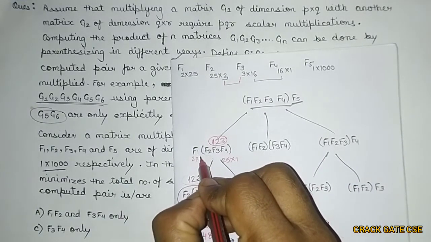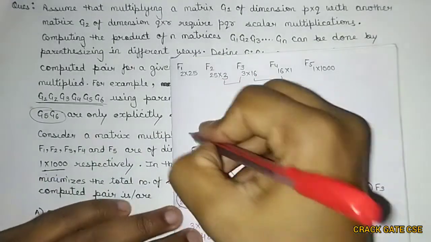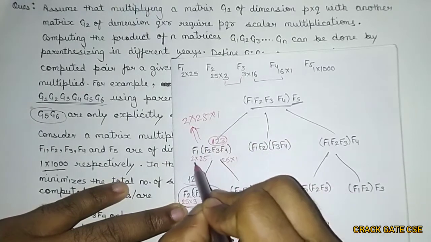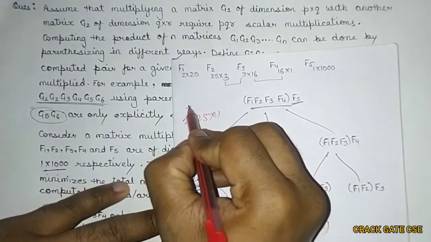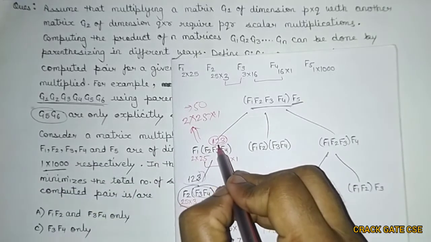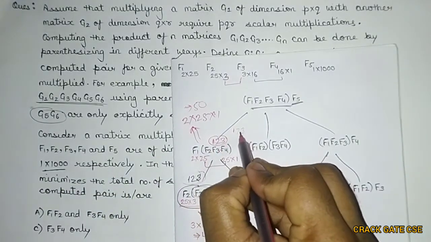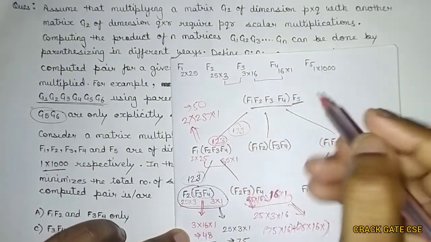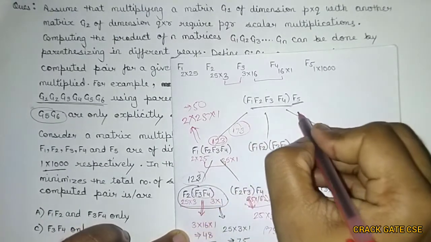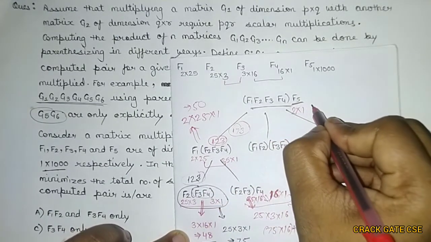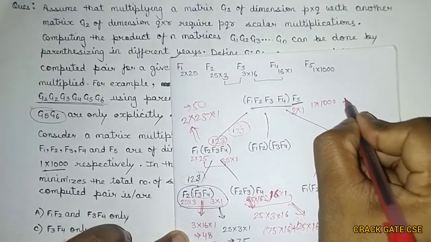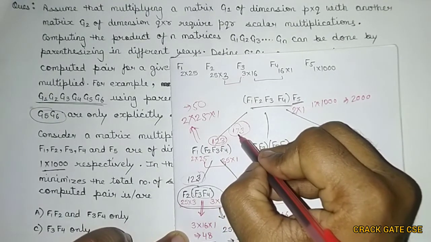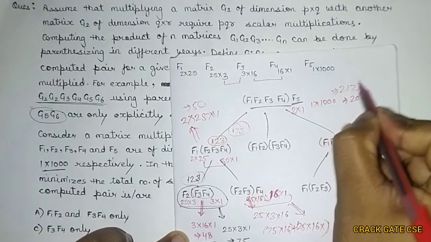Now we have to multiply with F1. F1 is having 2 into 25. So what it will be? It will be 2 into 25 into 1. It will be 50. So 50 plus 123 will be 173, right? And now the dimension for F1, F2, F3, F4 will be what? 2 into 1. And for F5 it is 1 into 1000. It will be 2000, right? So 2000 plus 173 is 2173. So this one will be the minimum value.